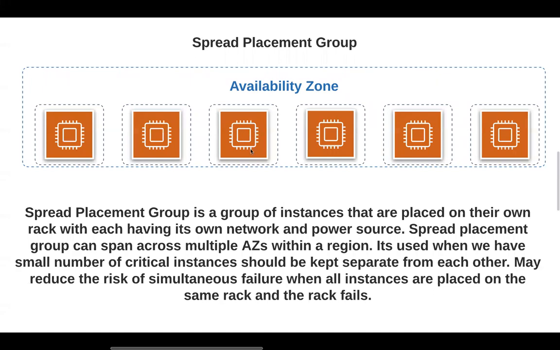The only reason why you would have something like this is because we have a small number of critical instances that should be kept separate from each other. So suppose there is a failure on one of these racks where one of the EC2 instances fails, you will still have availability for the other EC2 instances that are spread across other racks, right? So even if one rack fails, you will still have power source and network capability for the other racks to probably serve your end users and customers.